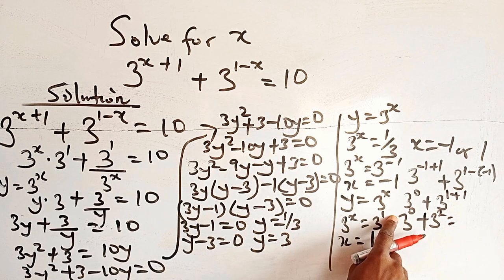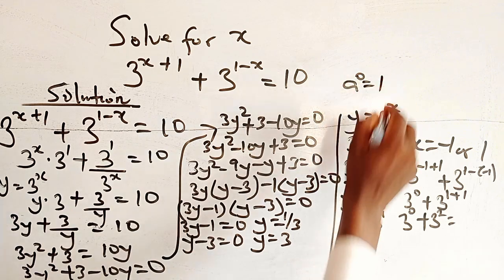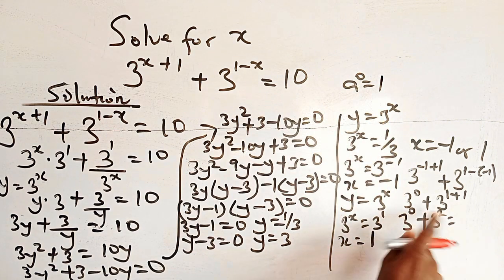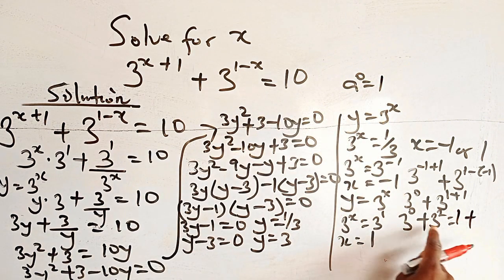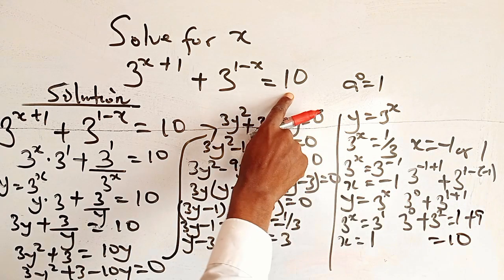Law of indices, do not forget: anything raised to the power 0 gives us 1. So 3 raised to the power 0 is 1. 1 plus 3 raised to the power 2, which is 9. 1 plus 9 equals 10.